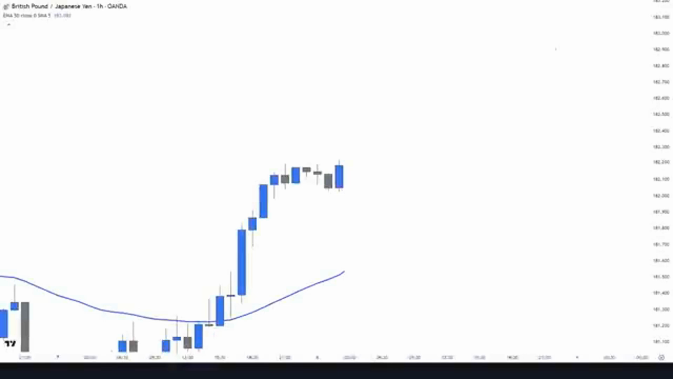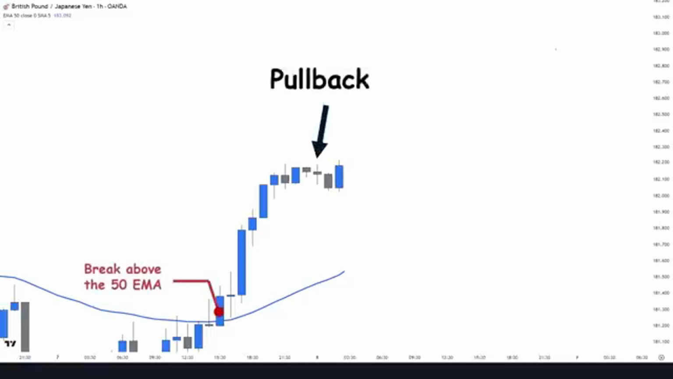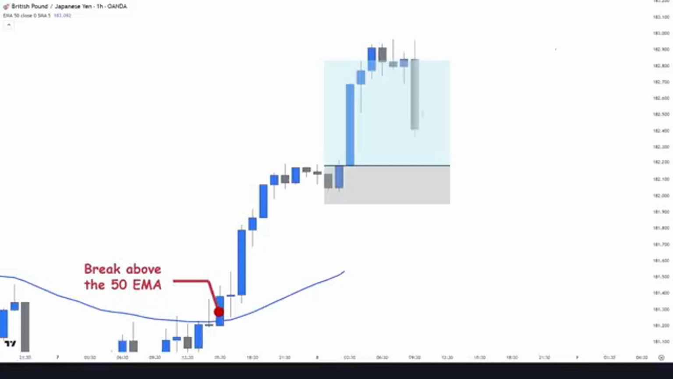We have a bullish market on the pound-yen 1 hour chart. Price is trading above the 50 EMA, and we have the 2 candlestick pullback. So all we have to do is wait for the market to print our candlestick entry patterns to enter a long position. Here, we have a valid entry reason. So we will open a buy position, set our stop below the engulfing pattern, and target 2 times what we have risked.